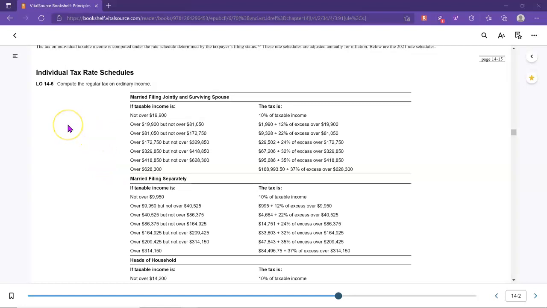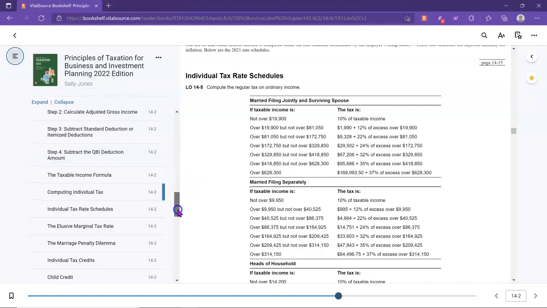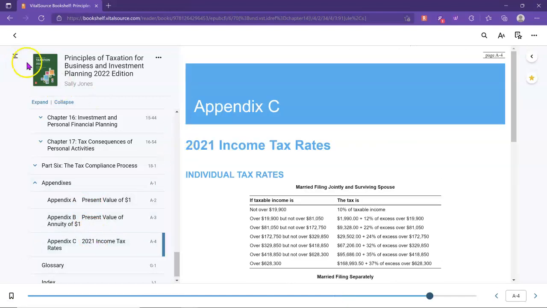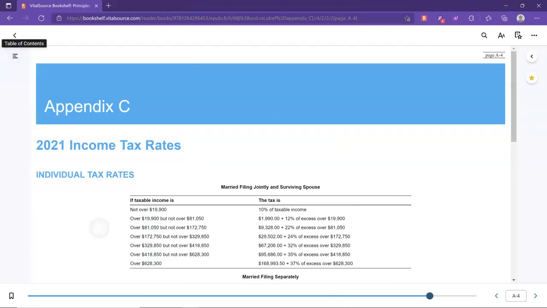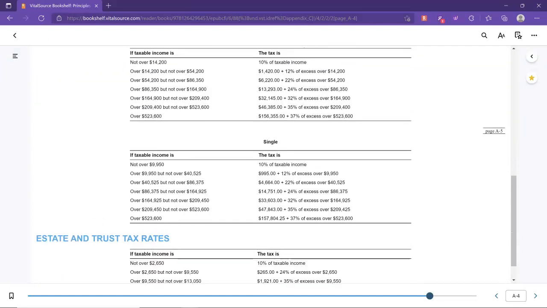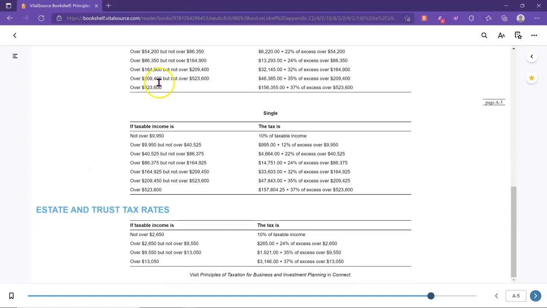One thing I was going to point out, so we're still in chapter 14 here. If you pull up my contents here, if you come to the appendix or go to the very back of your book, you notice Appendix C is going to be the income tax rates. Already notice A and B are your present values, so those are useful. But if we go to Appendix C, this is the same information that's in those pages of the chapter. This one's going to be a little different though, because we're not going to use the married filing jointly, we're going to use the single table.